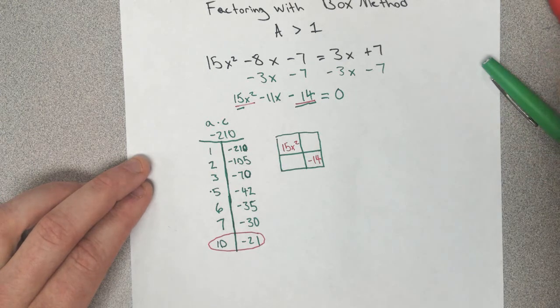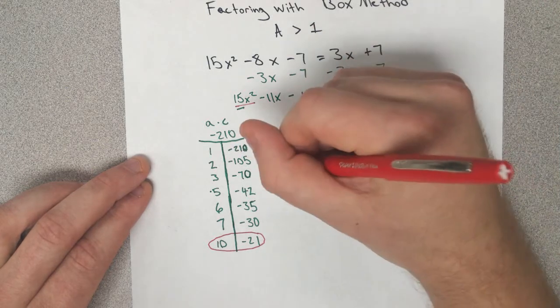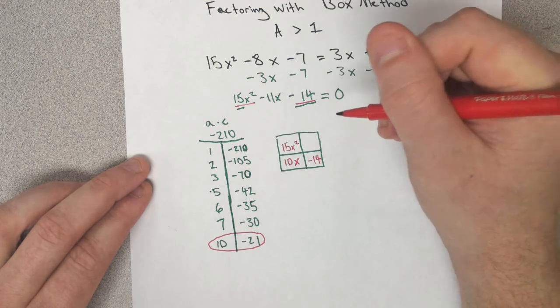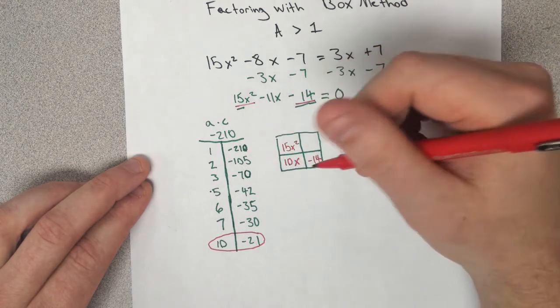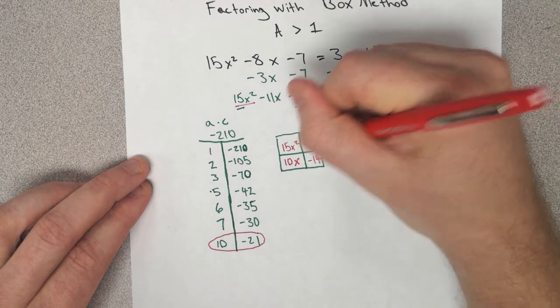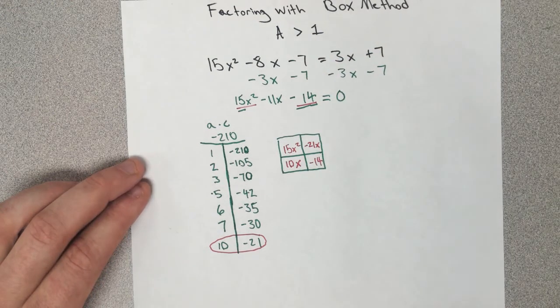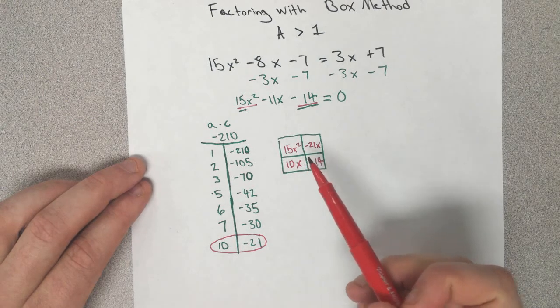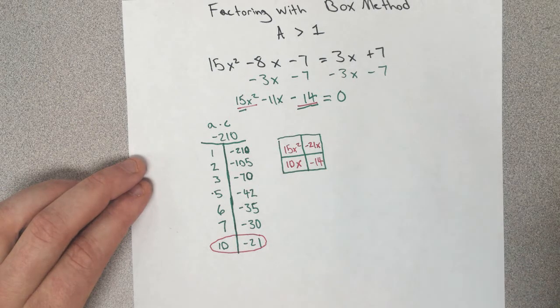So once we find our factors, then those factors will come into the box, and that's where they get their x. Right there, it's in the box. So these are going to be the x terms that we're looking for. 10x and negative 21x will go into the box. So now we've got the inside of our box filled out. All we need to do is go through and factor this out.